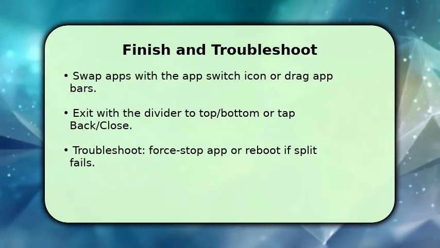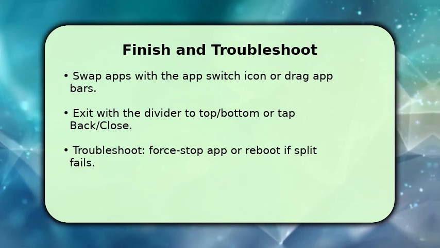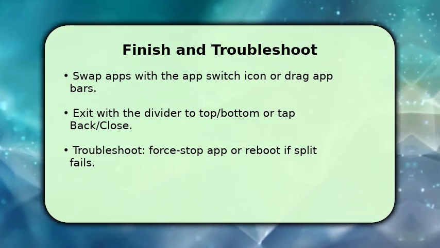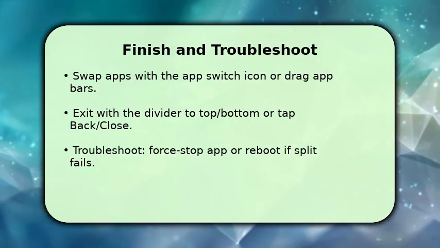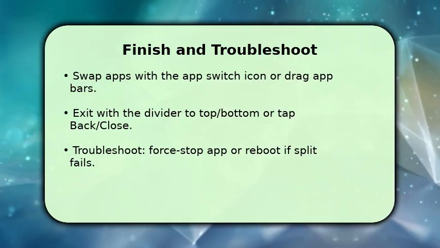You can swap apps by using the switch icon or long pressing an app bar. This lets you change which app gets priority. When done, drag the divider fully to the top or bottom to close split screen, or tap the close control. Make sure to save any work first.